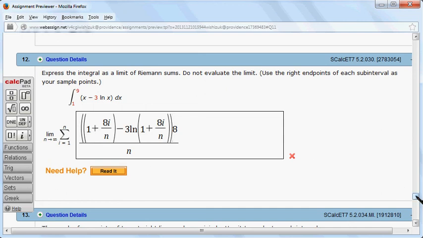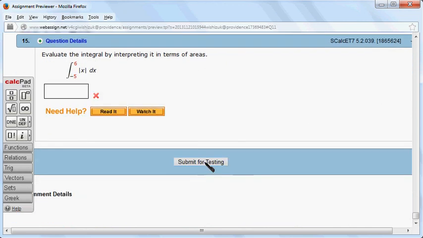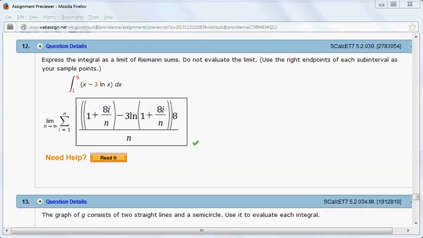Let's check the answer. Okay, I came back and it looks like we got this one correctly. All right, that's it. I hope that this was clear.